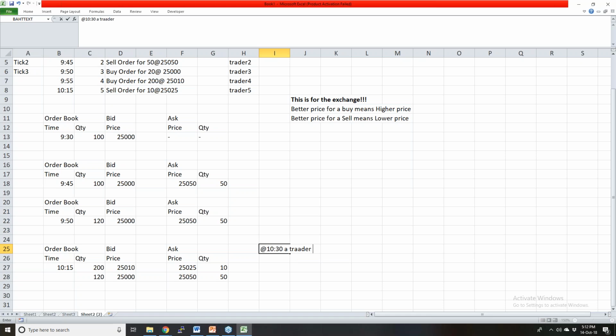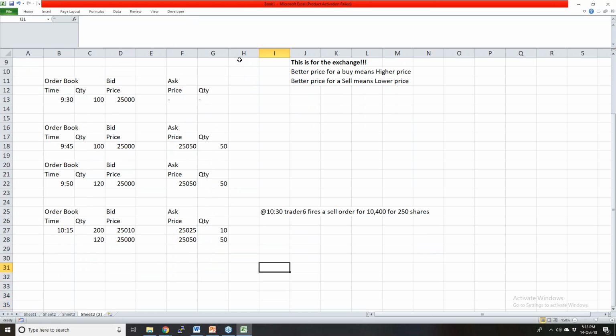Right. Now say at 10:30, a trader, say trader 6, fires a sell order for 10,400, for say 300 shares or 250 shares. What will happen? Can anybody tell me what will happen? How will the order book look like, and what will be the trade that will happen?